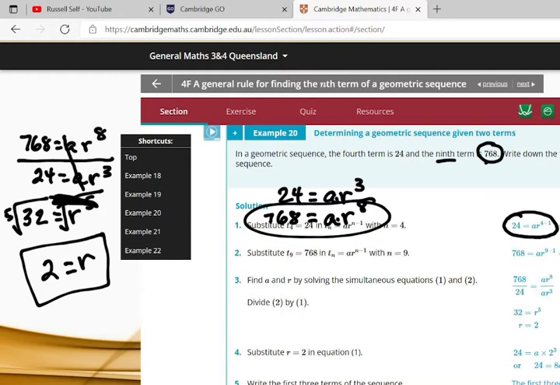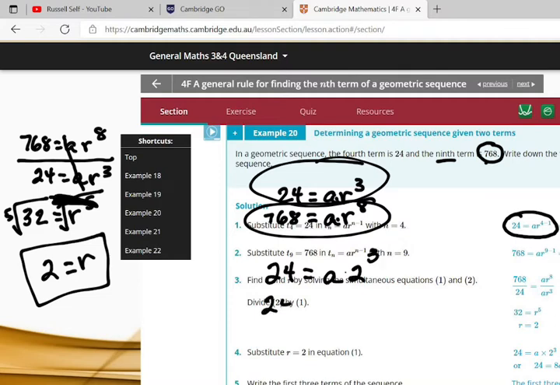But now that we know what R is, we can substitute it into either one of those equations and find our A. Now, of course, it's going to be easier to use the smaller numbers, so let's just use that. So we have 24 equals A times R. Now, be careful when you do this. So our R is 2. We're going to substitute that, times 2. And, of course, that's raised to the third power.